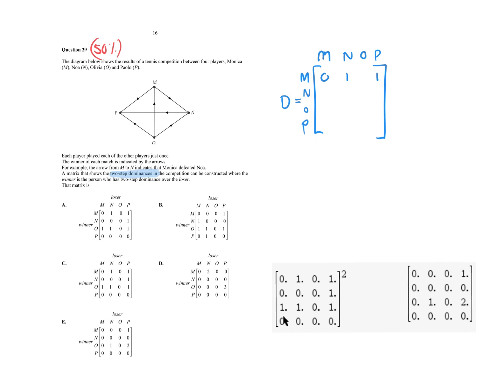Now, when you have a dominance matrix, you never play yourself. So I'm going to put zeros down the leading diagonal. Now, N only beat P. So N beat P, and 0 and 0. I think O beat everyone. And then P beat no one. Okay, so that's my dominance matrix.